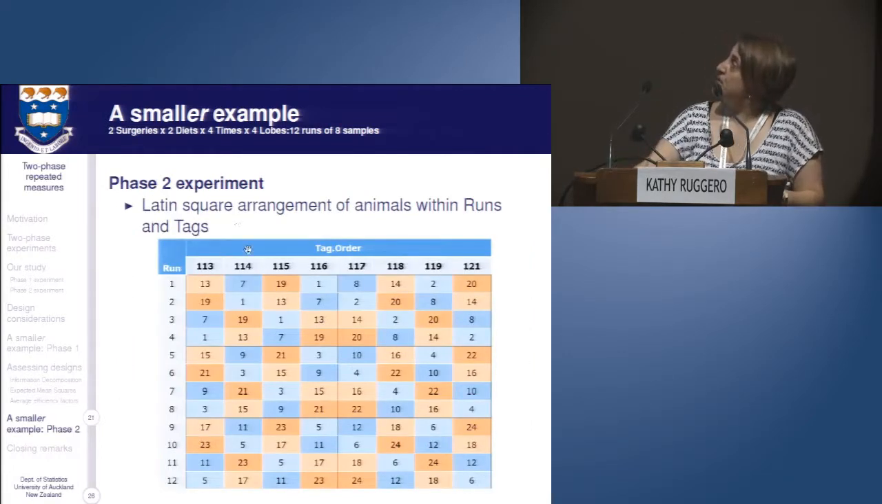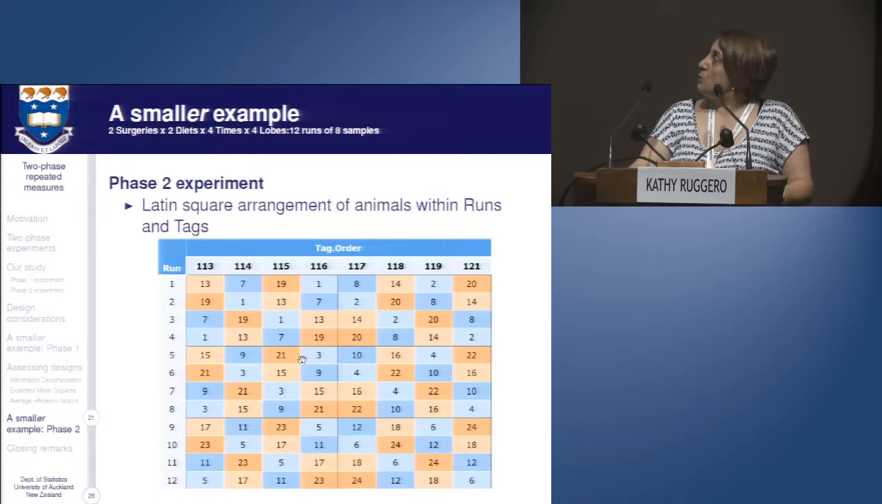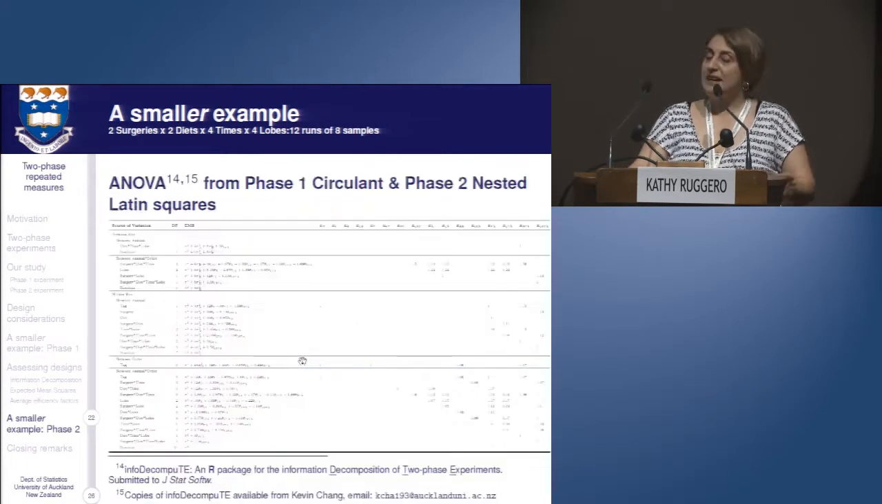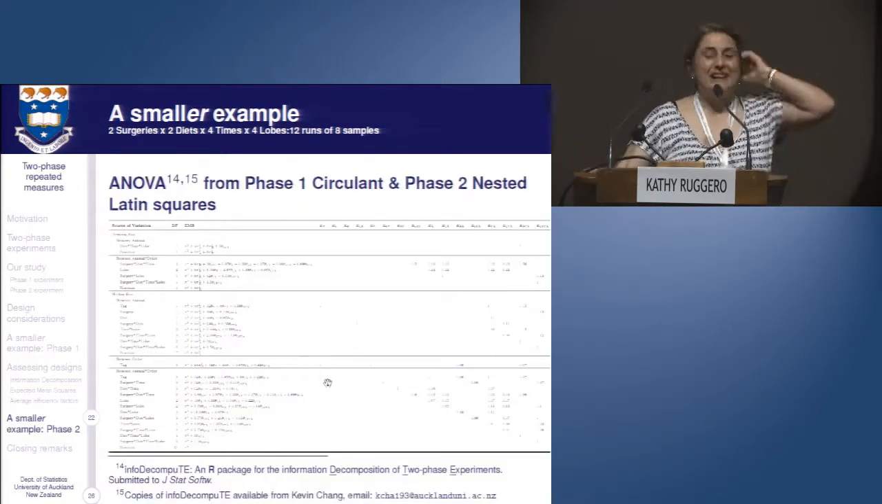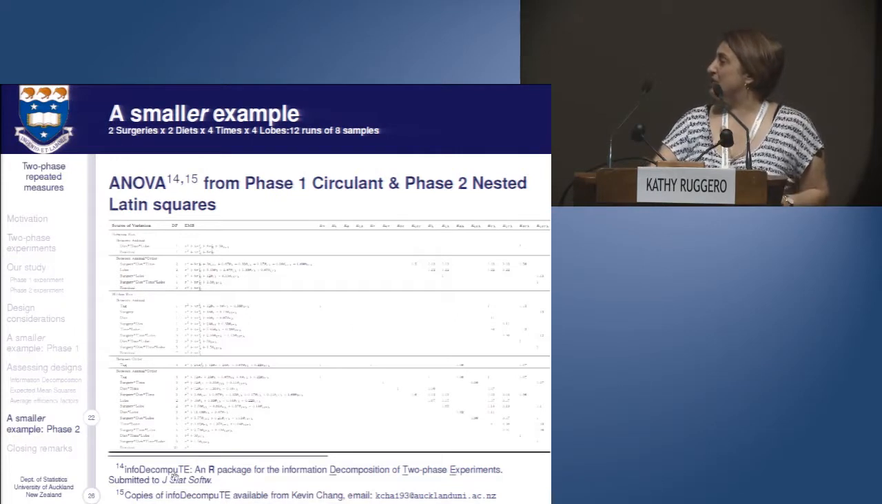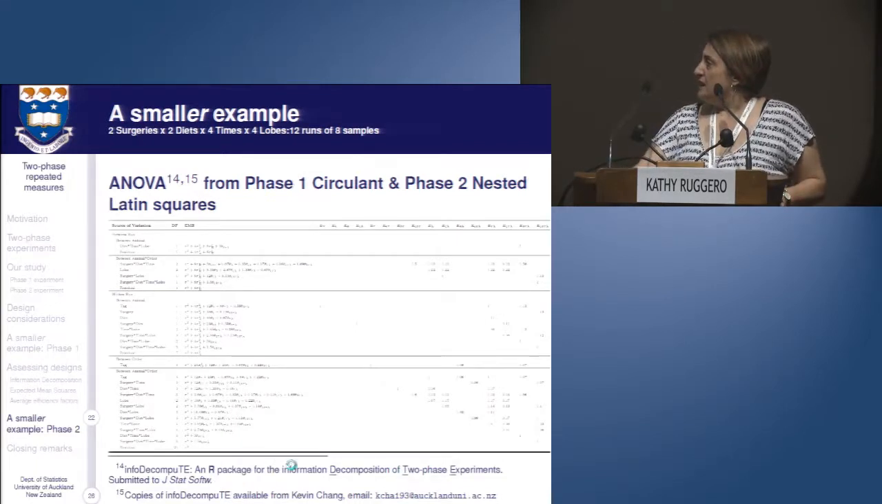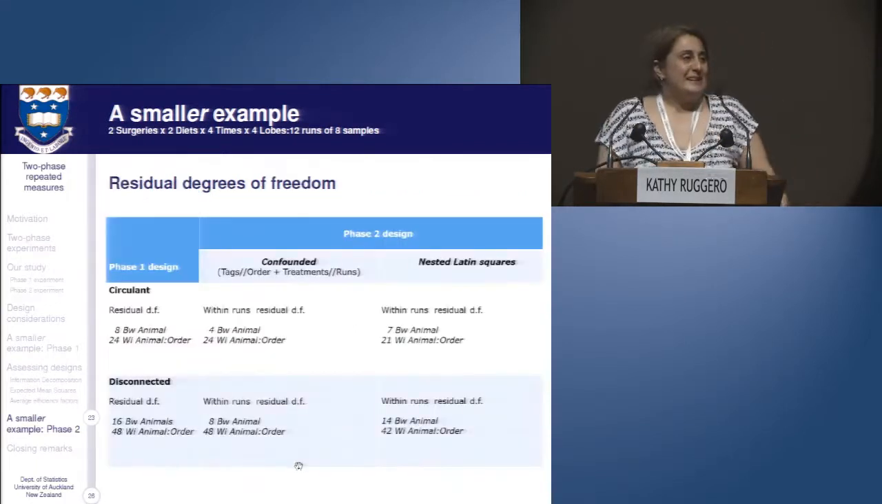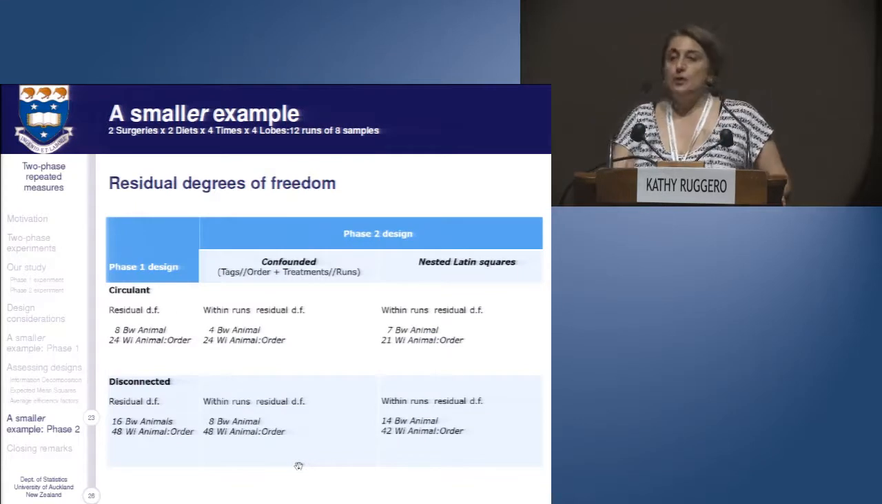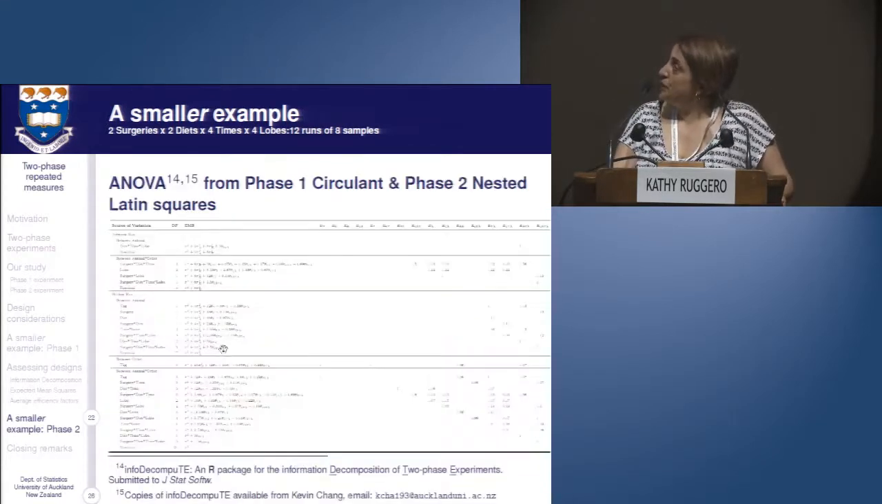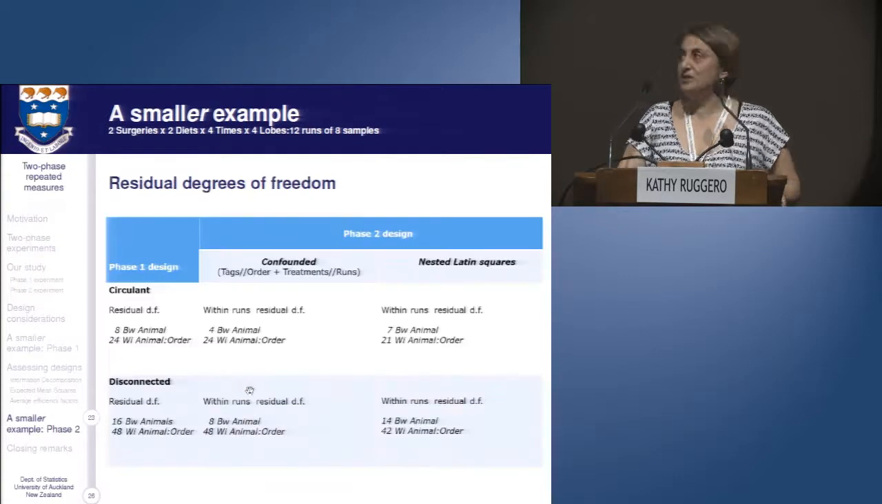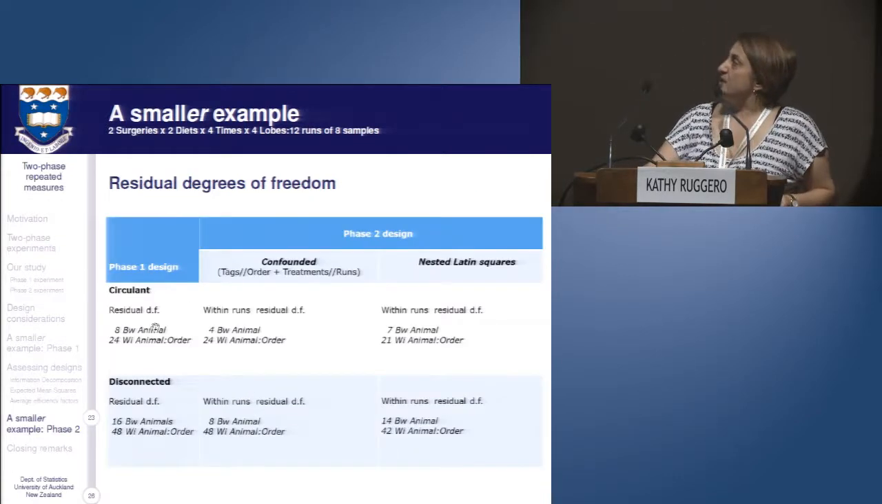An alternative approach is to use this Latin square arrangement, and again this is one of those nested Latin squares. And so what we wanted to do was look at what happens to the phase 2 analysis. Now, I don't expect you to look at this. All it's here to say is we have an R package called InfoDecompute that'll do this decomposition for you, and in fact it'll provide the LaTeX code that generates these tables if you so want. So what are some of the things that we see?